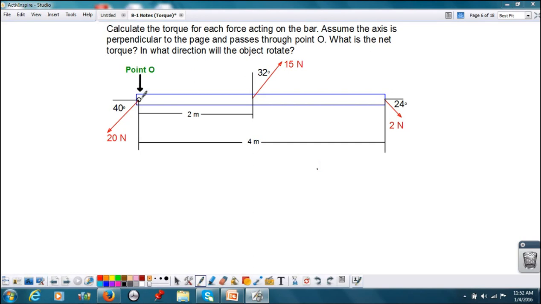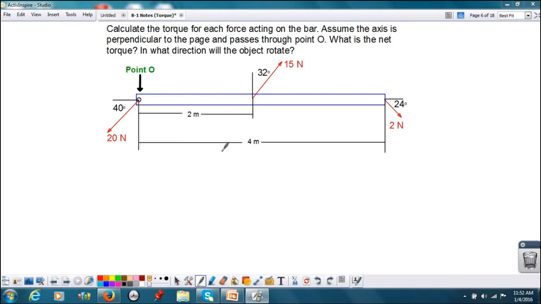Okay, so here we have our point 0. It's going to rotate around this, either going clockwise or counterclockwise. You kind of look at this like the door hinge, and you've got a door off to the side. It's either going to rotate counterclockwise or clockwise. So that's what we're going to figure out.